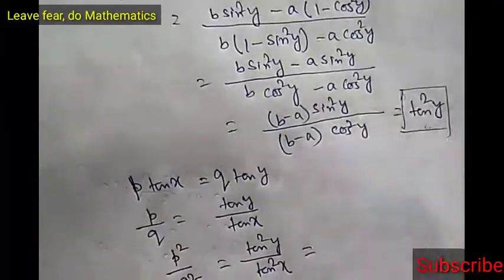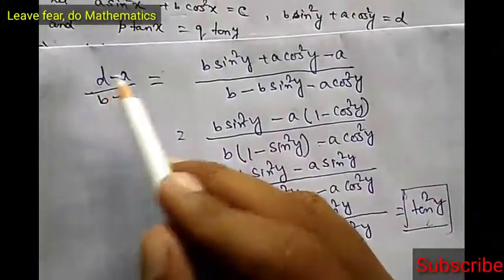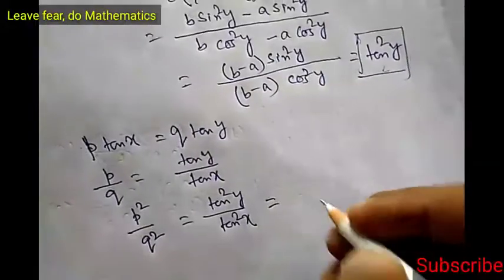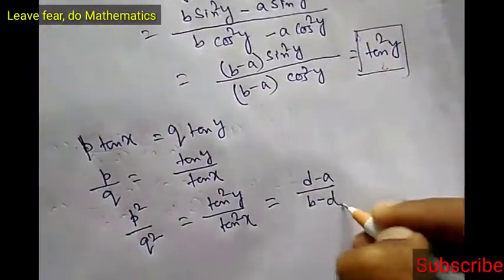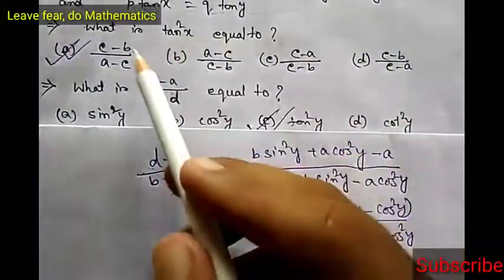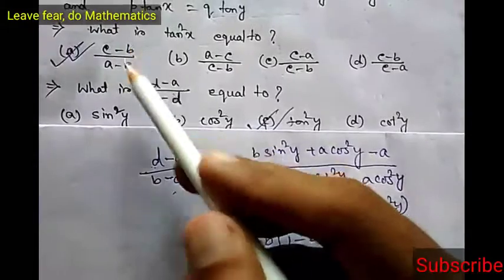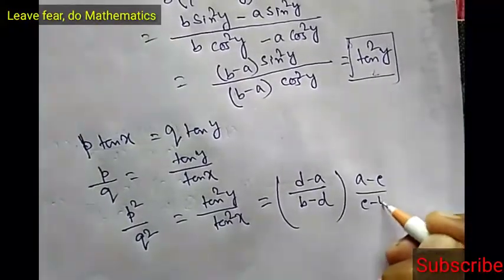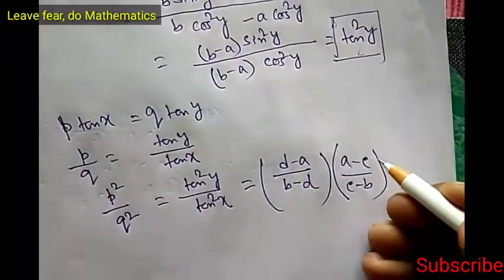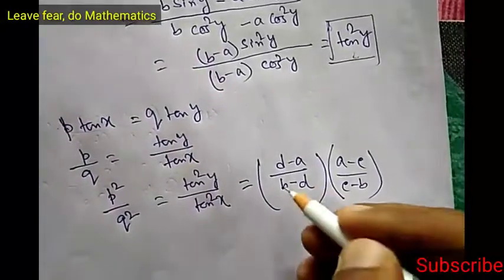Now what is tan square y? From here we have tan square y equals d minus a over b minus d. So in place of tan square y, we put d minus a over b minus d. And for 1 by tan square x, what was tan square x? We got that tan square x is equal to c minus b over a minus c. So 1 by tan square x will be, just reciprocate this, a minus c over c minus b. So we put here a minus c over c minus b. So what we get is p square over q square equals d minus a times a minus c, over b minus d times c minus b.